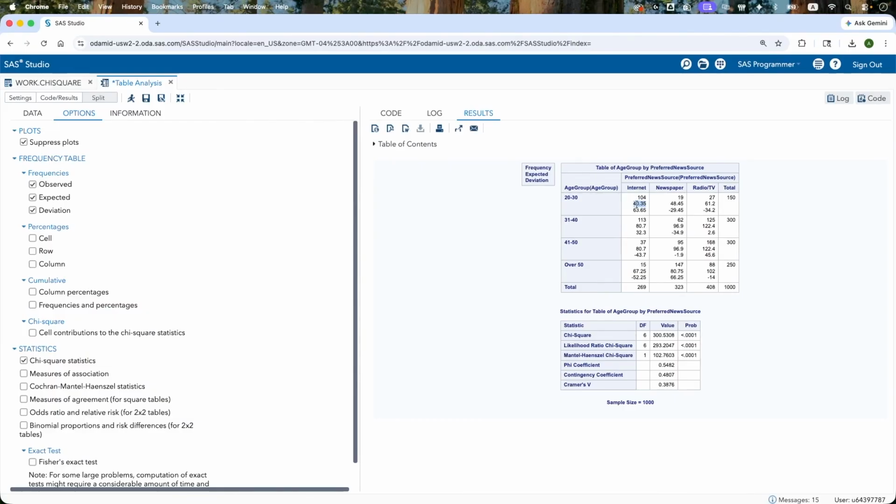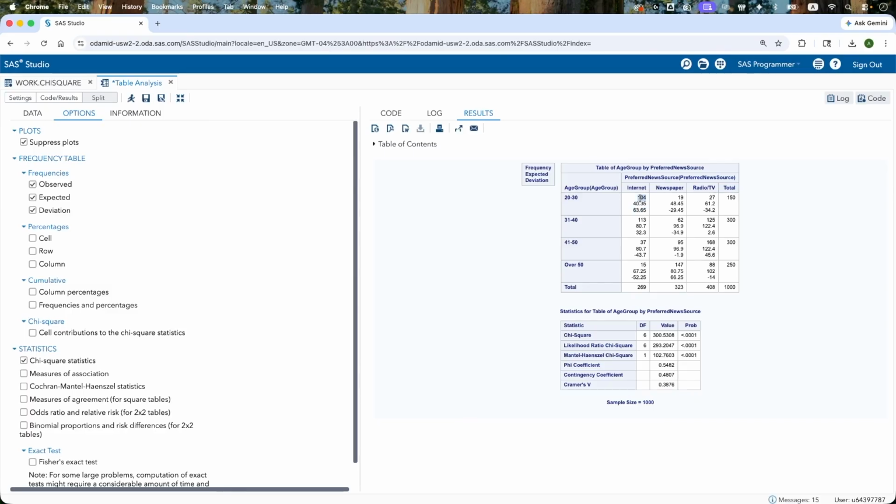What does it mean by the expected values? These are what we would see if there were no association between the variables. If we are assuming the age and the news source are completely independent, with no relationship, then this count has to be happening. Okay? The expected values, these are what we're expecting. If there is no association, if they're completely independent, this is what we are supposed to see. Okay? And this is the deviation between the two numbers.